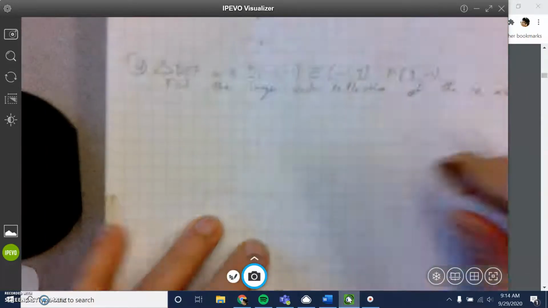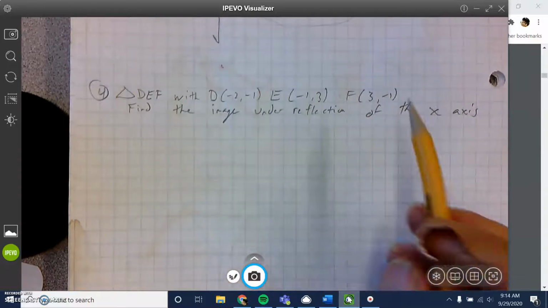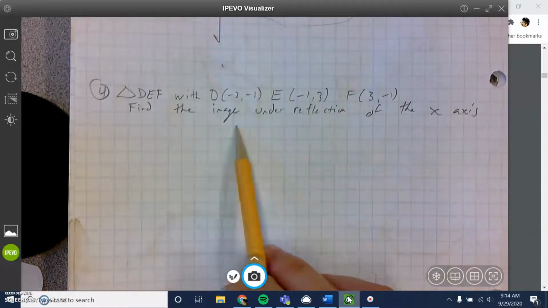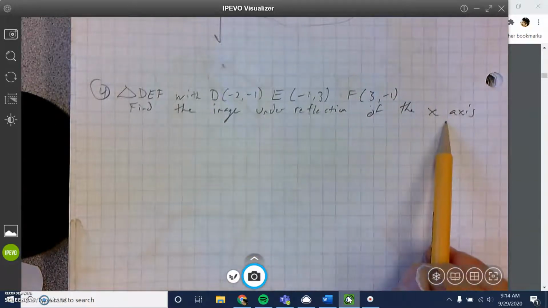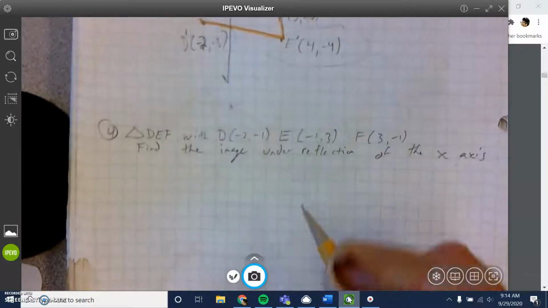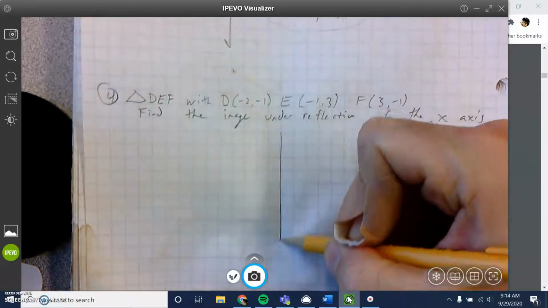So let's do this one. Triangle DEF with D is -2, -1, E is -1, 3, and F is 3, -1. Find the image under reflection of the x-axis. So same problem. Pause the video and do the whole thing. Ready, set, go. Let's see if you did it.